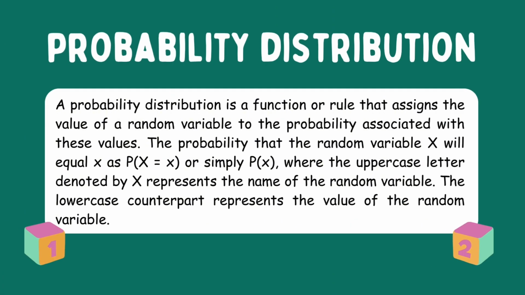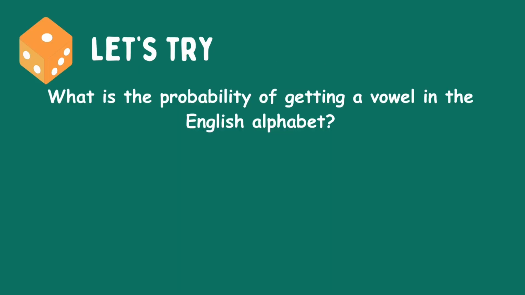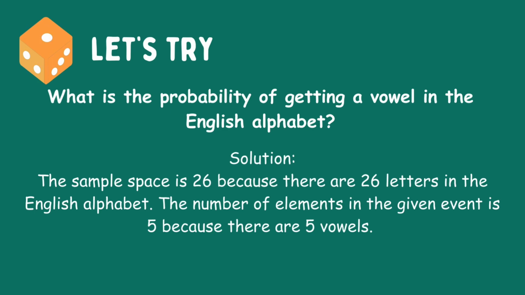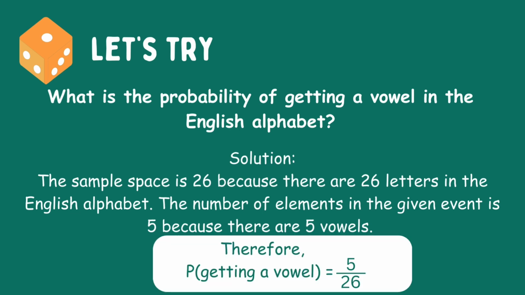Probability distribution is a function or a rule that assigns the value of a random variable to the probability associated with these values. To further understand this, let's try this example. What is the probability of getting a vowel in the English alphabet? We all know that the English alphabet contains 26 letters, while vowel letters are 5. Therefore, the sample space is 26 because there are 26 letters in the English alphabet. The number of elements in the given event is 5 because there are 5 vowels, which are A, E, I, O, and U. Therefore, the probability of getting a vowel letter is 5 over 26.